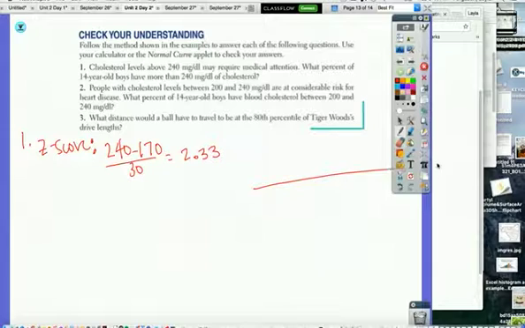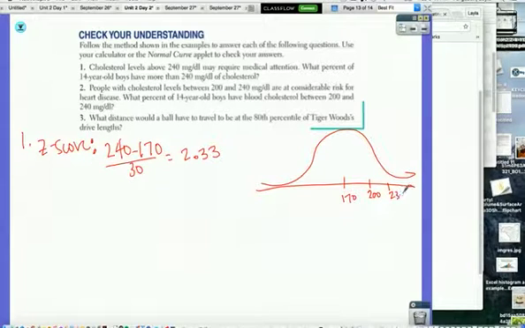So then what we need is we're thinking about the picture. We know 170 is here. We know our standard deviation is 30. So if we're looking at the curve, this is about what we have. And we want to know what percent have more than 240. So 240 would be somewhere here. And we basically want to know, what is the area here.